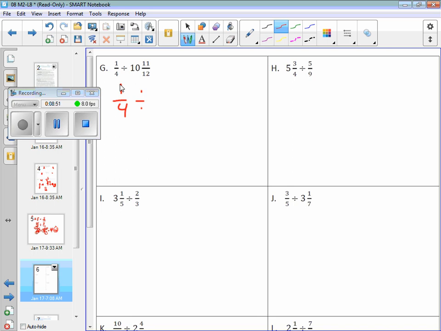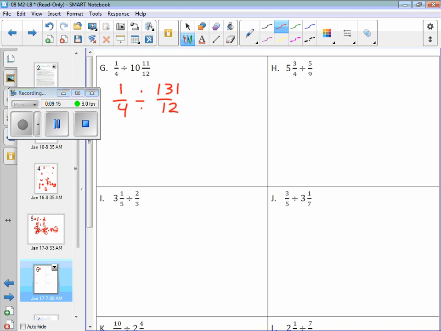Alexa, what do we got? Alexa? Who's got it? I got it. 131 over 12. 131 over 12. Okay. Now, if we would normally multiply through this, you get 131 over 48.